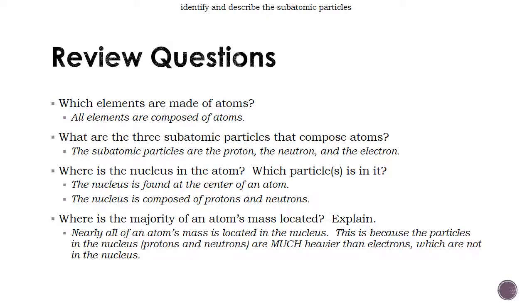Now, this was not addressed specifically in the previous 2 slides, but based on what we learned about the masses, we should be able to say that nearly all of an atom's mass is located in the nucleus. This is because the particles in that nucleus, the protons and neutrons, are much heavier than electrons, which are not in the nucleus. In fact, in percentage terms, well over 99% of an atom's mass is found in an atom's nucleus, and that's for any element. It does not matter which element we're talking about. Well over 99% of the mass is found in that nucleus.